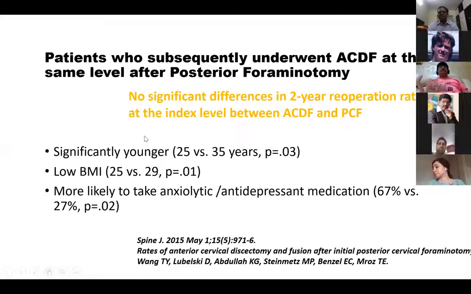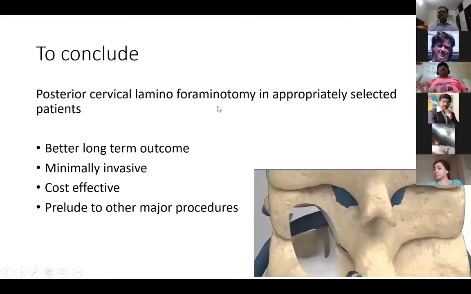So to conclude, posterior cervical lamina foraminotomy is a very good technique in appropriately selected patients, and they have better long-term outcome, and it is truly minimally invasive. It is cost-effective because there is no graft and no implant required, and it can be preferred to other major procedures. Like what I showed, schwannoma and other big tumors can also be removed if you keep doing it. And of course, you see some surprises like conjoint root if you continue to do these procedures.